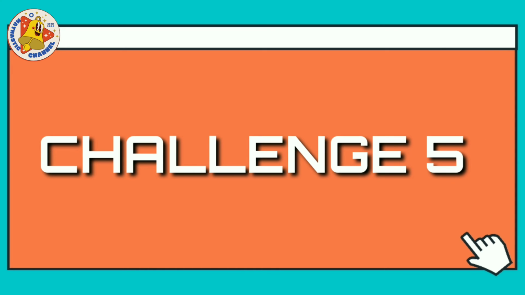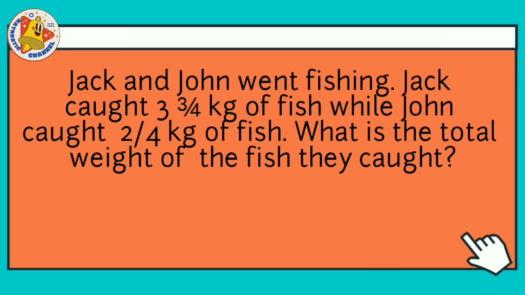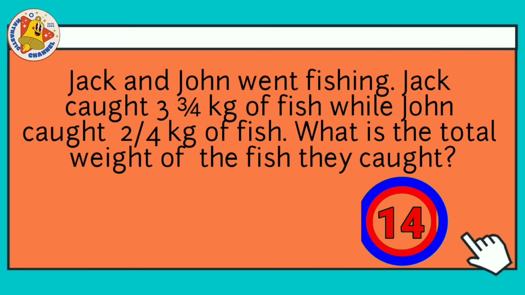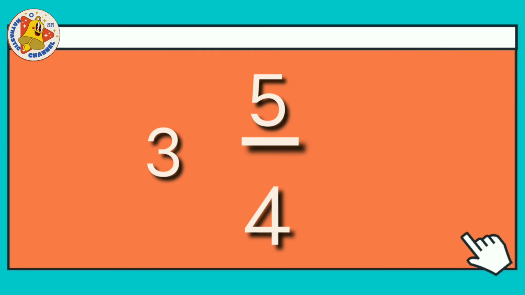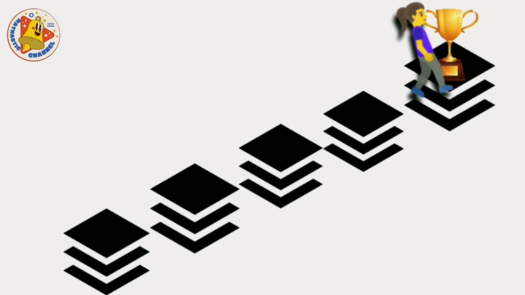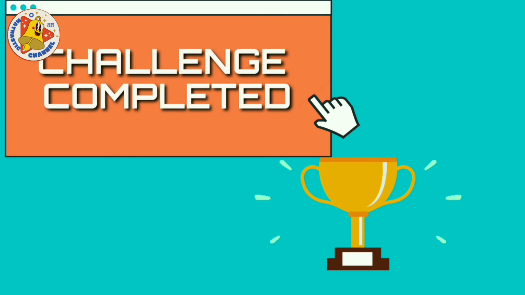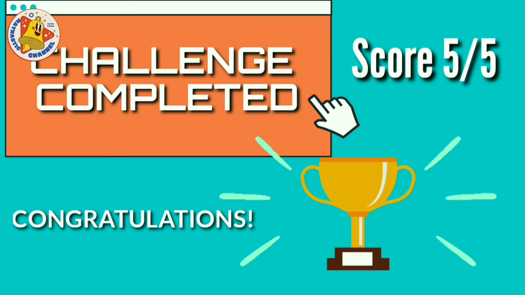Challenge number 5. Jack and John went fishing. Jack caught 3/4 kilogram of fish, while John caught 2/4 kilogram of fish. What is the total weight of the fish they caught? The correct answer is 3 5/4. Challenge completed! Congratulations!